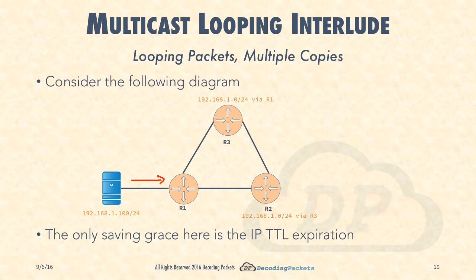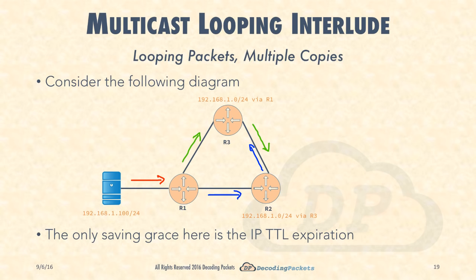It arrives at R1 and R1 creates 2 copies of it. It sends one to R3, and it sends another one to R2. So now they are separate copies. R3 receives it on an interface, and because it's multicast, it should forward it out of the other interface. So it sends it down to R2. R2 receives this blue copy and sends it over to R3.